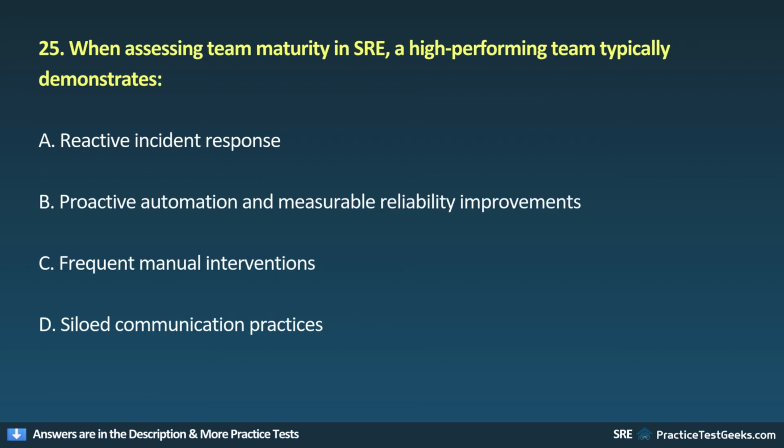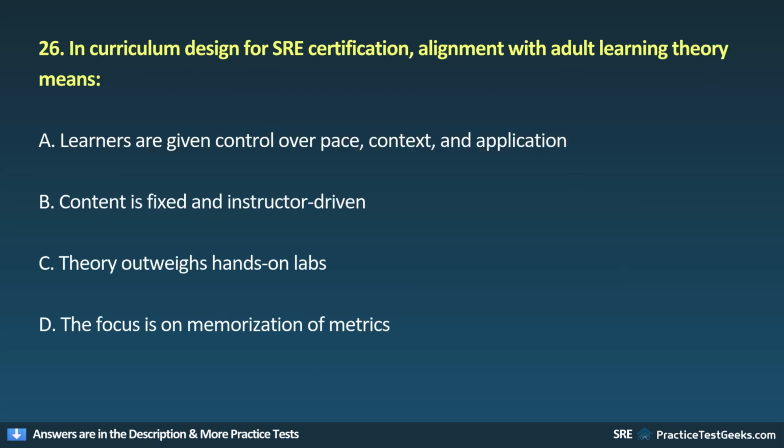25. When assessing team maturity in SRE, a high-performing team typically demonstrates A. Reactive incident response. B. Proactive automation and measurable reliability improvements. C. Frequent manual interventions. D. Siloed communication practices.